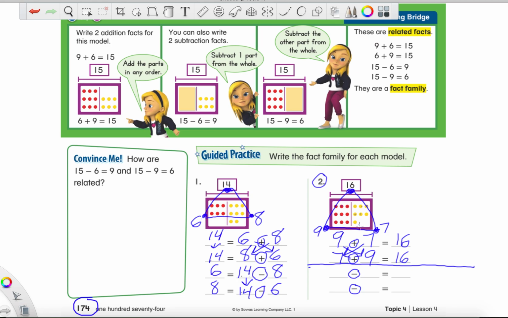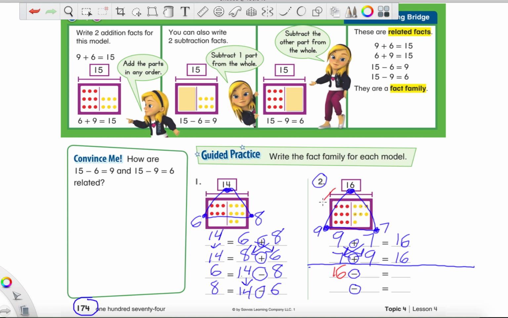Okay, so when we do subtraction, where's this big 16 going to go? Is it going to go first or after the equal sign? Well, it's got to go first because we are subtracting now. I'm actually going to do this in a different color. So 16 has to go first. And then we just go down the triangle.